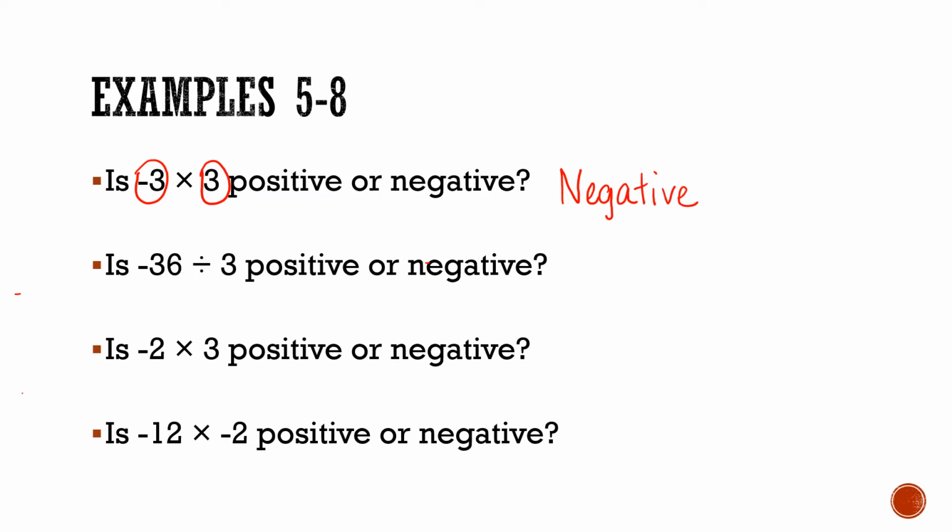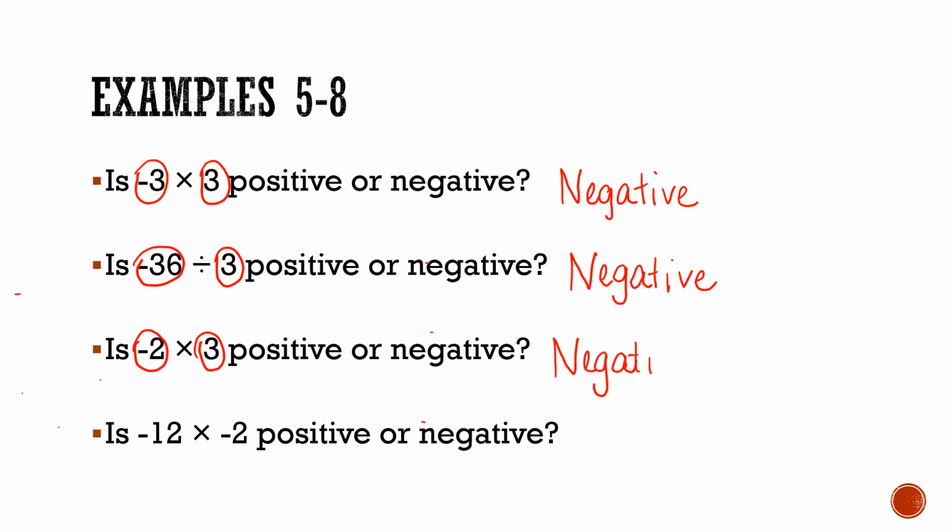In the second one, we've got a negative divided by a positive. So a negative and a positive give us a negative. In the third one, we've got a negative multiplied by a positive, which gives us a negative. Remember, those are not matching signs, so it gives us a negative. Okay, and then in the last one, we've got a negative multiplied by a negative. So those are matching signs. Since they're matching signs, we will have a positive product.